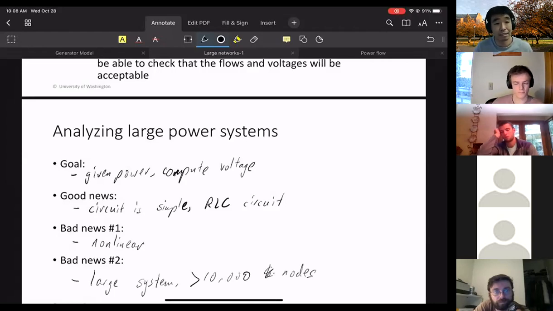The rest of the class is giving us some techniques to deal with this kind of problem. So how do I solve a system of nonlinear equations for a very large system? There are ways to do it, but it's not as simple as a linear problem, and it's not as simple as calling a package. There is some art associated with solving this kind of problem. So any questions up until now for the goal of this? Okay, so this is our goal.